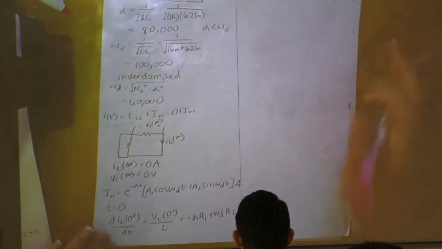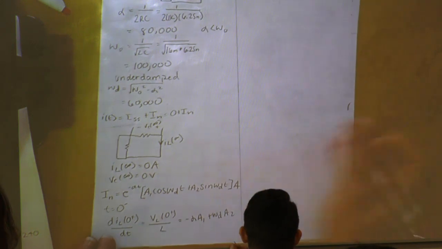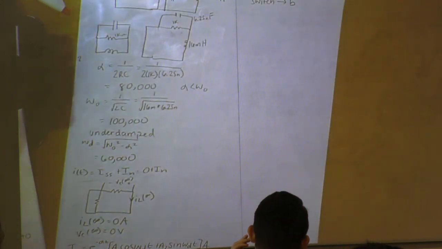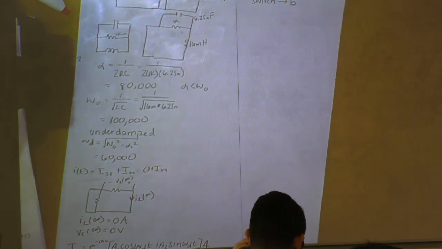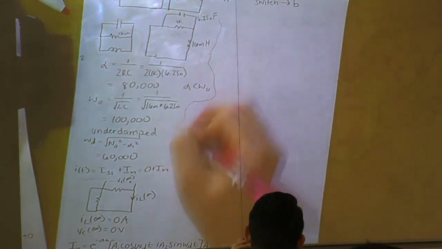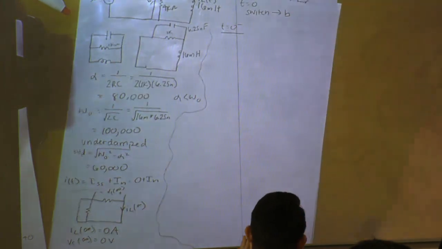So first let's find I of 0 plus, which equals I of 0 minus, for our inductor current. So our circuit at t equals 0 minus: we have the switch still at A.